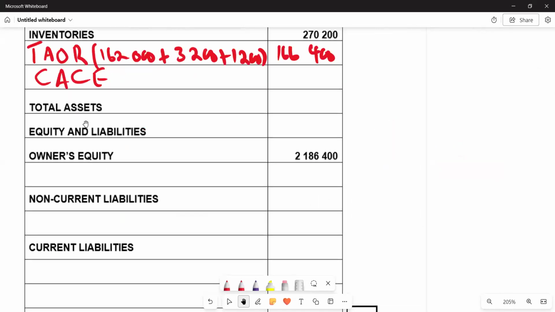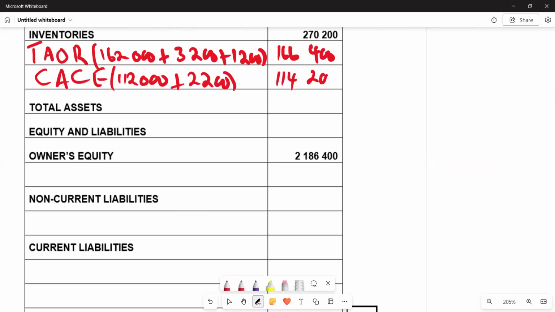So we are now on cash and cash equivalent. So in brackets, we are saying 112,000 and then we add our 2,200. And then the total that we are supposed to get is 114,200.